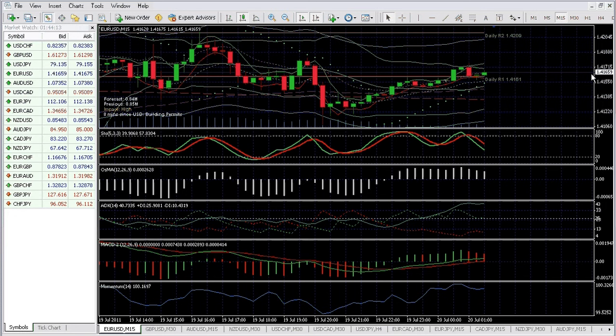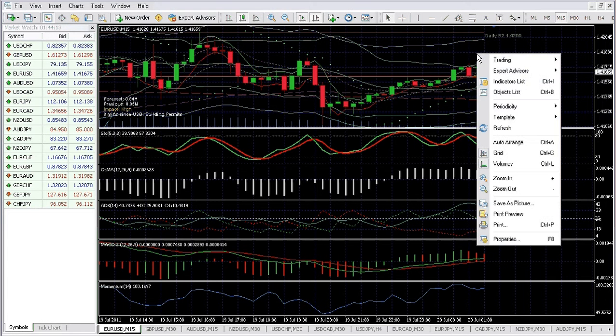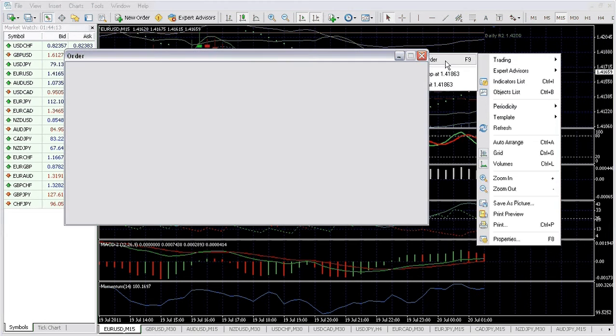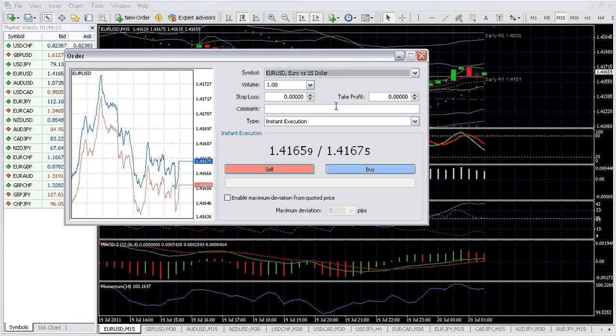So executing a market order is pretty simple. In MT4 here, you're going to right click, you're going to go to trading, you're going to go to new order, and by default it's going to be sitting on instant execution.